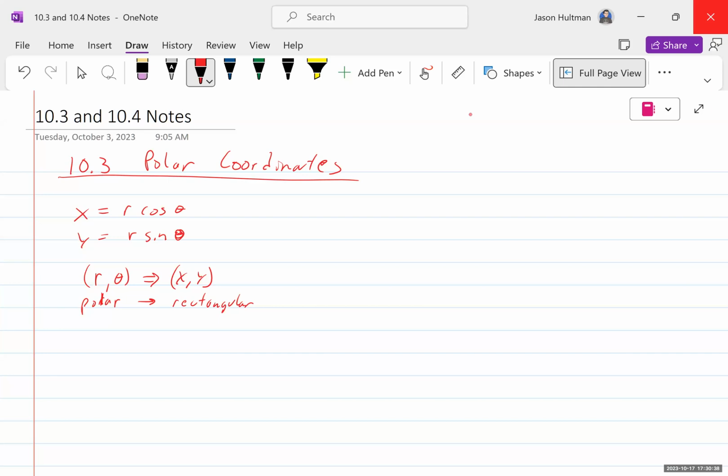If I wanted to go backwards, if I was given x and y, and I wanted to get to r and theta, I would say theta is equal to the inverse tangent of y over x, and r is equal to the square root of x squared plus y squared. And this takes me from an xy point and translates it into an r theta point. So we're going from rectangular coordinates to polar coordinates.